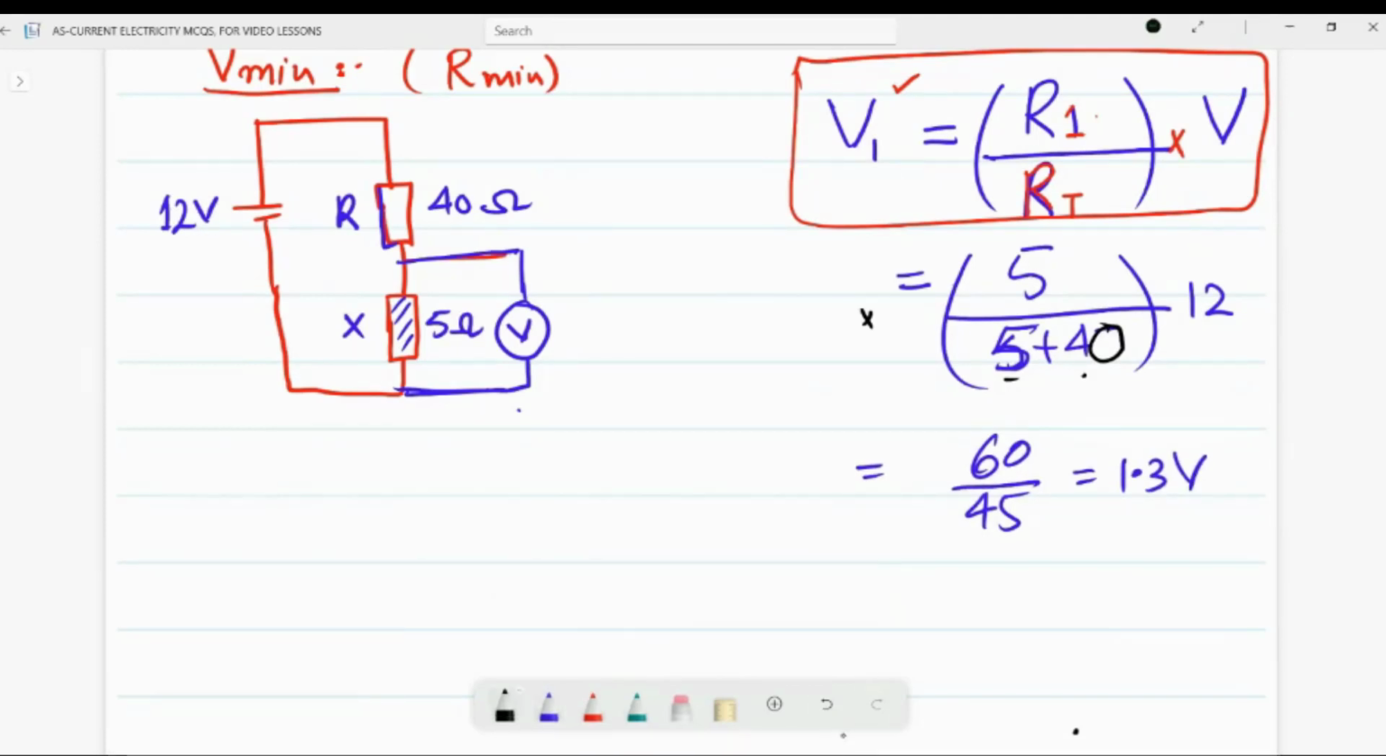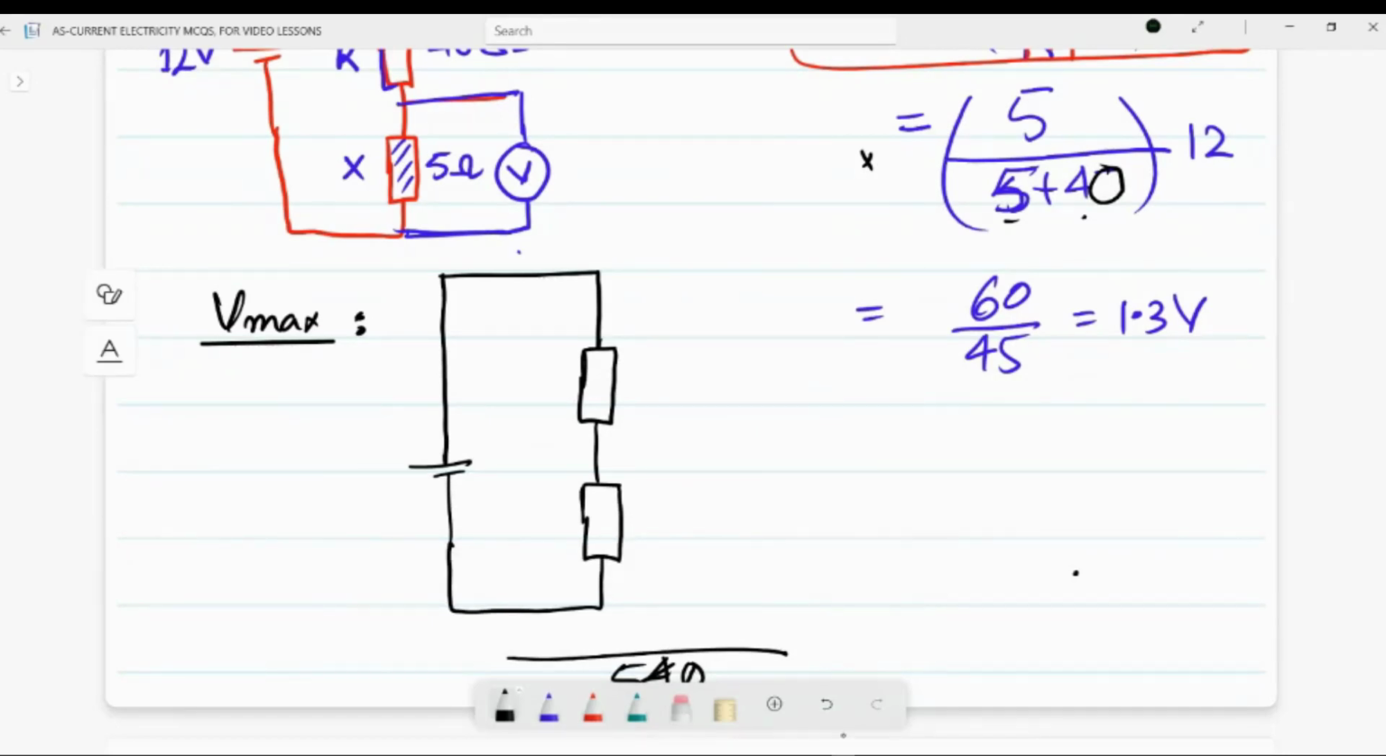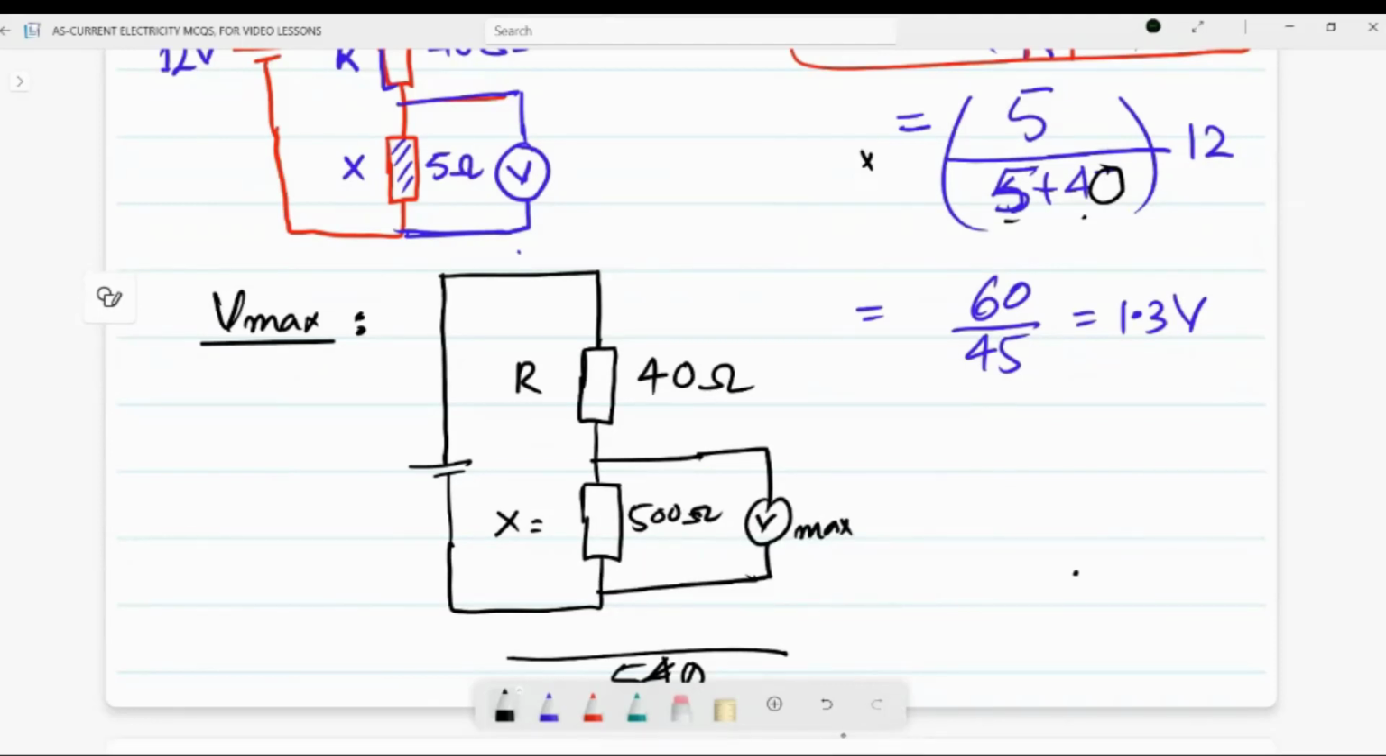Now similarly, your V max can be calculated by the same diagram. You would have to draw the diagram again if you want, but I believe there is no need since you have got the idea. But I'm going to make it simple for you; it will take just 30 seconds to draw. So this is R again 40 ohm, but now this X is 500 ohm. When this is 500 ohm, I would draw a voltmeter across it, and that voltmeter gives me the maximum voltage, as I told you.